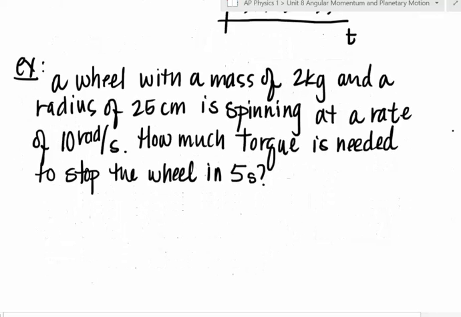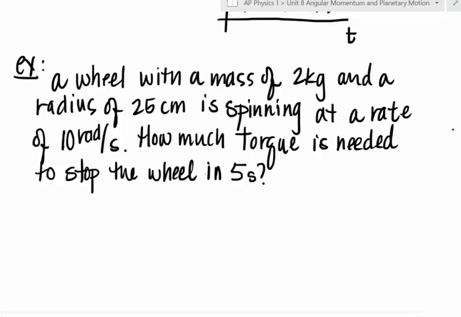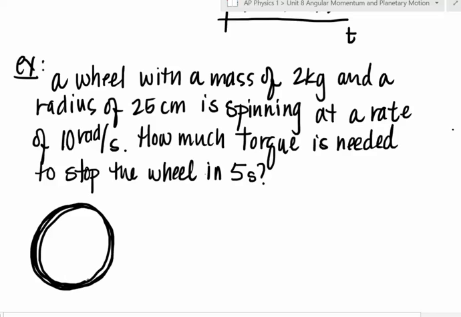So we're going to stop it. It's spinning. It's a wheel. It's like a bicycle wheel. We'll ignore the spokes. So what could we model a bicycle wheel as? What shape? A hoop. Very good. And what's the moment of inertia of a hoop? Yeah, the mass times r squared.